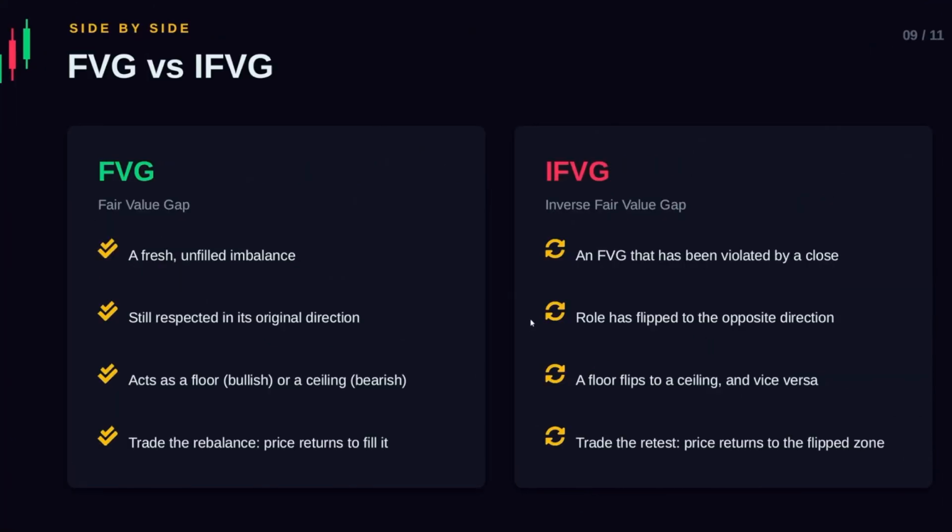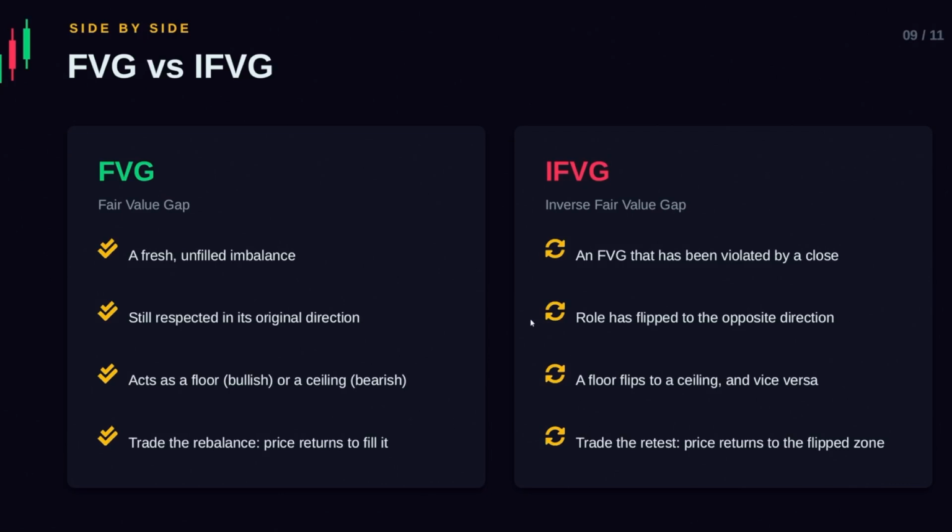Okay, so a quick side by side on the difference. The difference is crystal clear. A fair value gap is a fresh, unfilled imbalance. It is still respected in its original direction, acting as a floor if it is bullish or a ceiling if it is bearish, and you trade the rebalance, price returning to fill it. An IFVG, or inverse fair value gap, is that same gap after it has been violated by a close. Its role has flipped to the opposite direction, and you trade the retest, price returning to the flip zone.